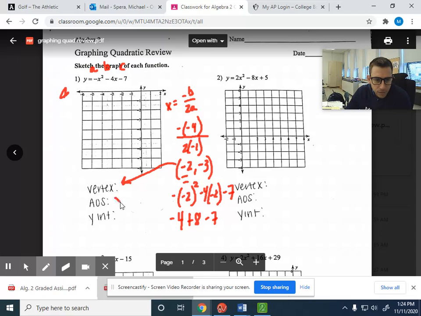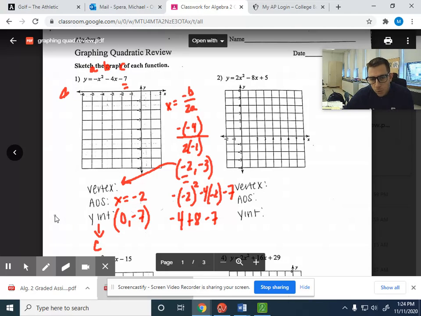This x-coordinate is our axis of symmetry. x equals negative 2. The y-intercept is your constant term, which up here is c. It's the number that does not have the variable, negative 7. Now, we should write it as a point because it's the value of y when x is 0. So (0, negative 7).